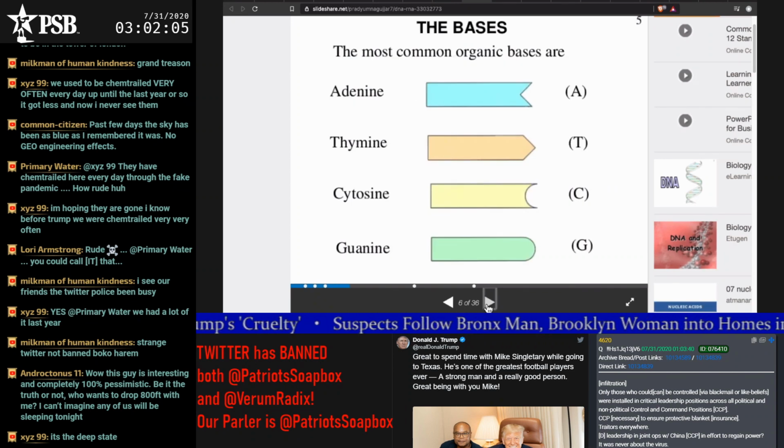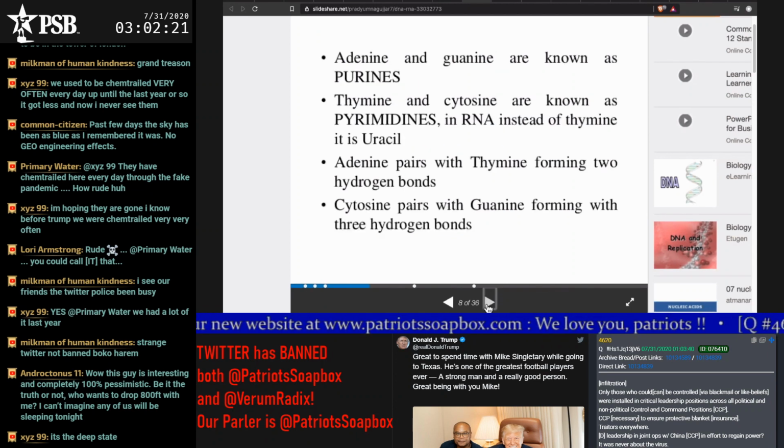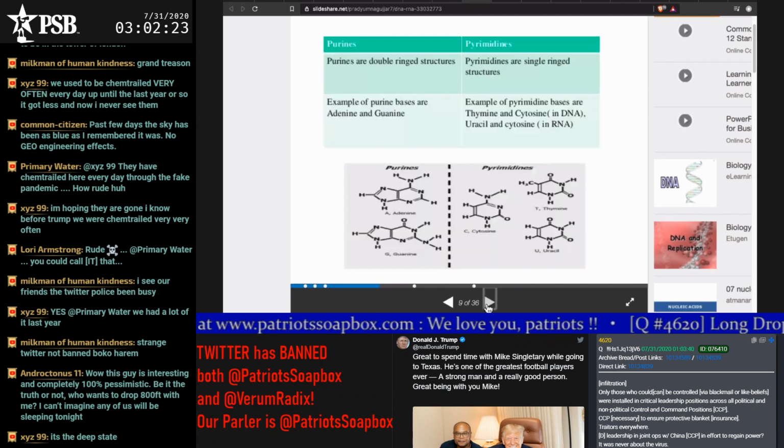These are the organic bases: adenine, thymine, cytosine, guanine. Everything in DNA is made out of A, T, C, and G. Adenine always bonds with thymine, and cytosine always bonds with guanine. Always. Talks about some subtle variations.